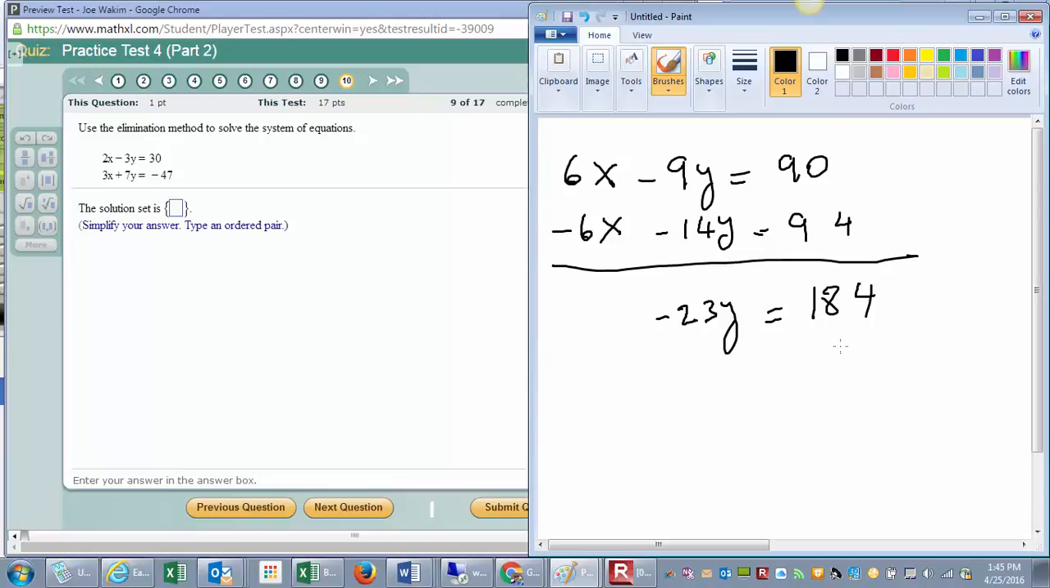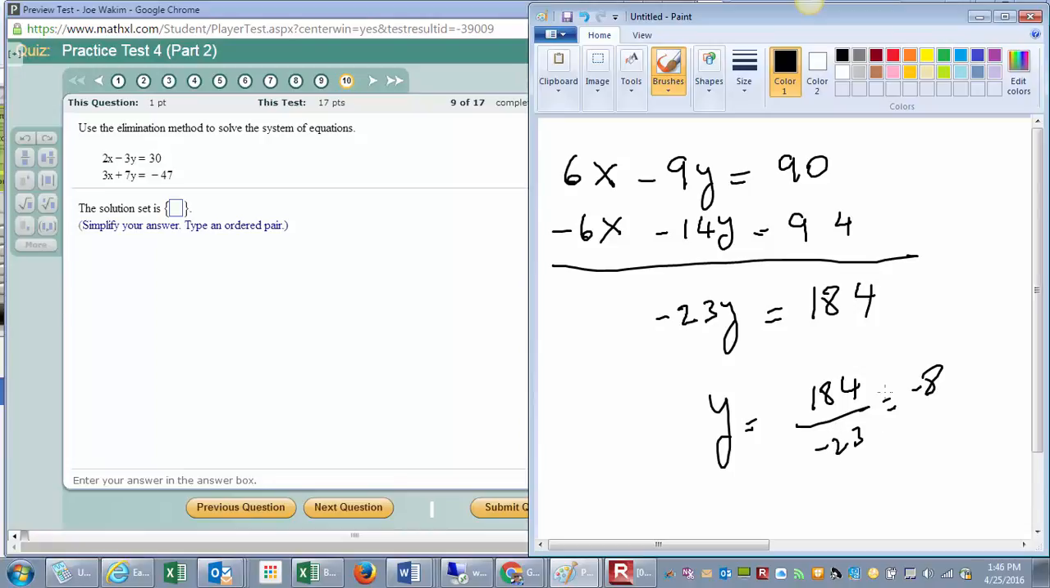Okay. So let's see. 8 times 3, 24. So it's divisible by negative 23, so y would be 184 divided by negative 23. That should be 8. Negative 8 times 3, 24. Negative 2, 16, and 2, 18. So that's a negative 8 for y.